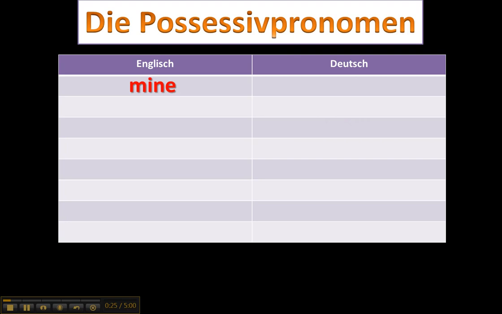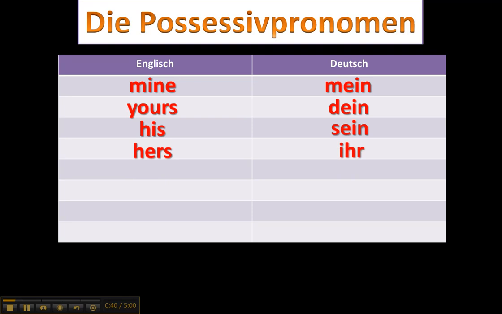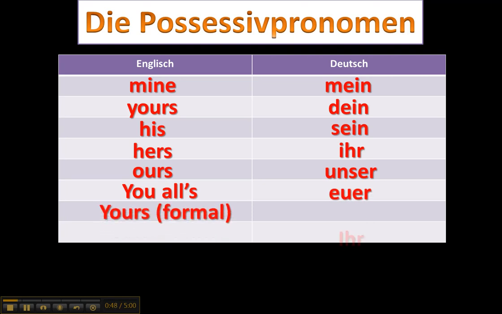So first let's go over them again. In English, my, in German, mein, much the same sound. Yours, dein, that's the informal you. His, sein. Hers, ihr. Ours, unser. You all's or y'all's, euer. Yours formal, Ihr. And theirs, also ihr.